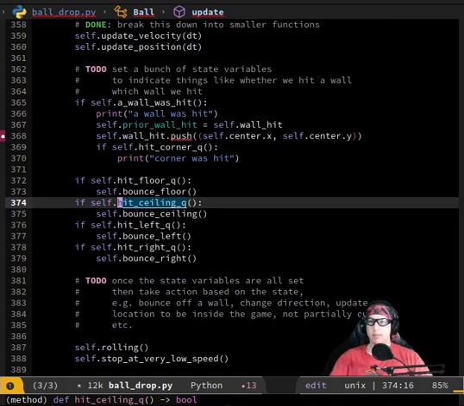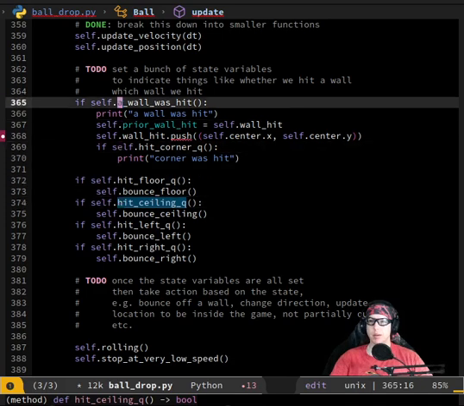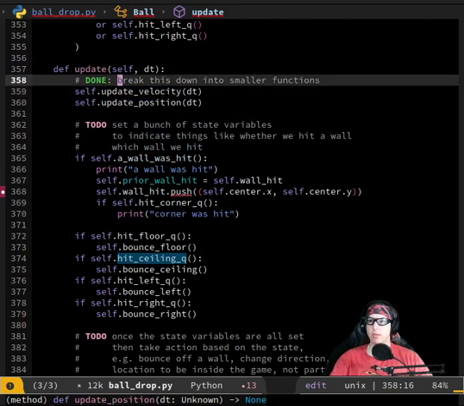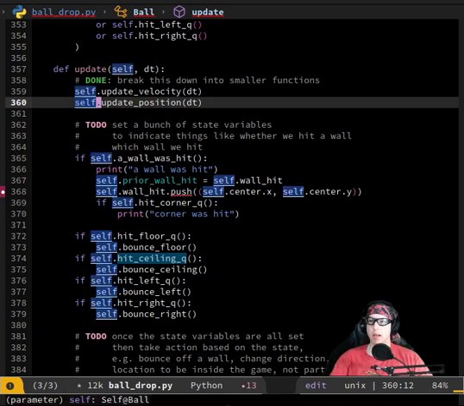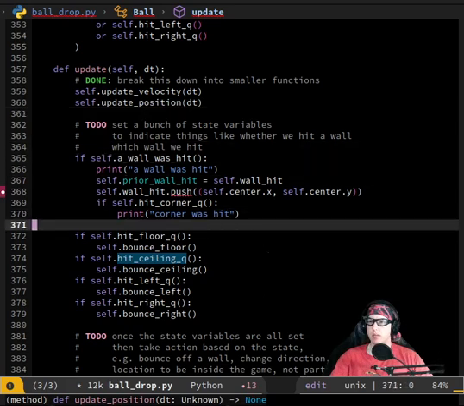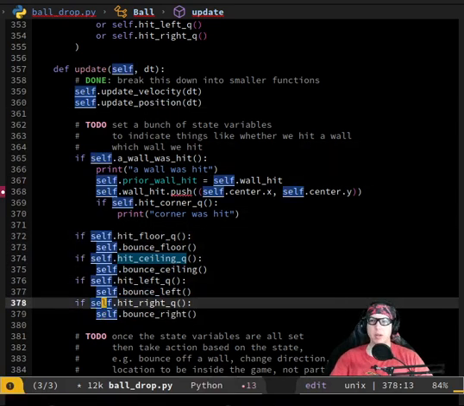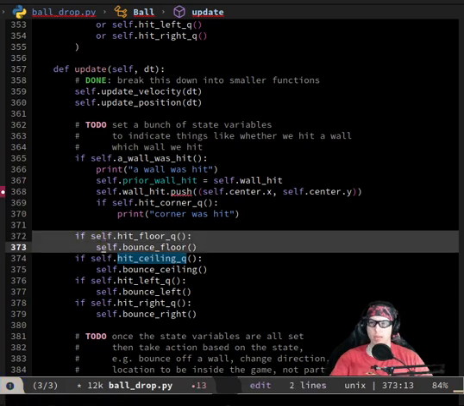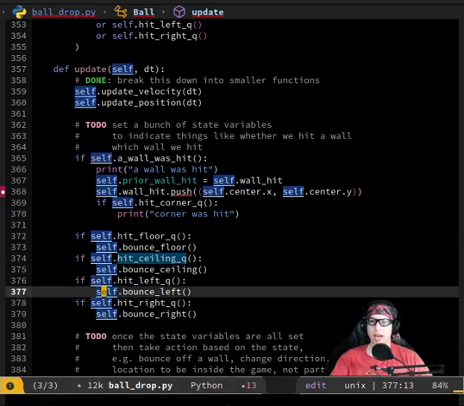Okay, so here, for example, we have if we hit the ceiling, and here we have if a wall was hit. I think maybe we could do it somewhere in here. Let's see. Update velocity, update position. This is for update in general. After we've updated the velocity and the position, does updating the position take care of it? No, it doesn't. Updating the position only updates in a straight line, and it doesn't take into account whether or not a wall was hit, and any of the bouncing. All of that is done here.